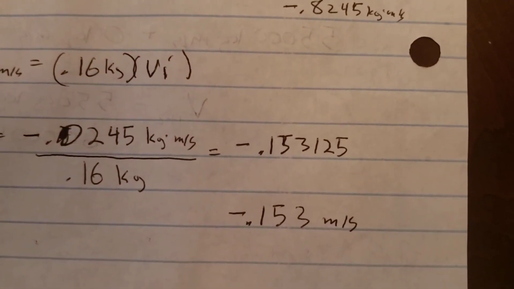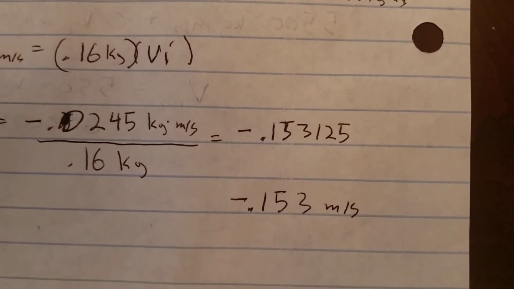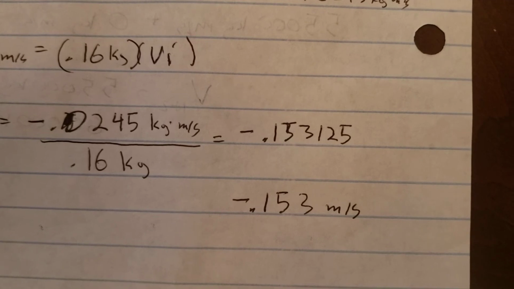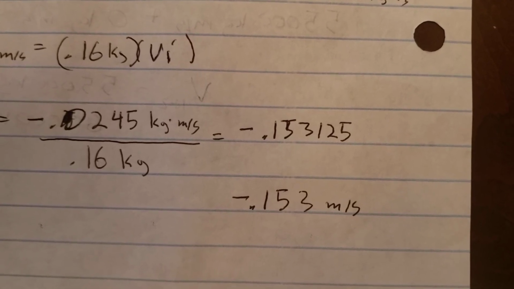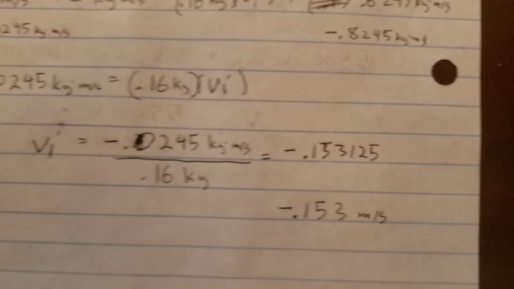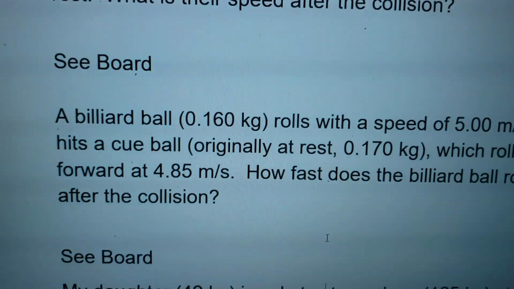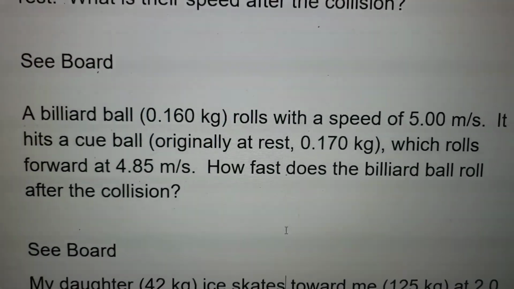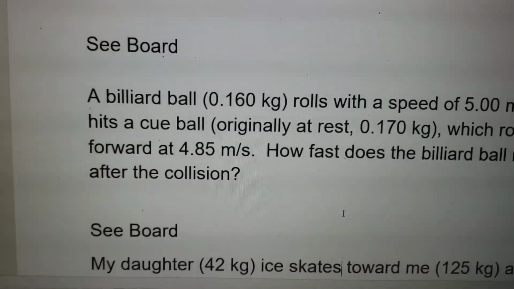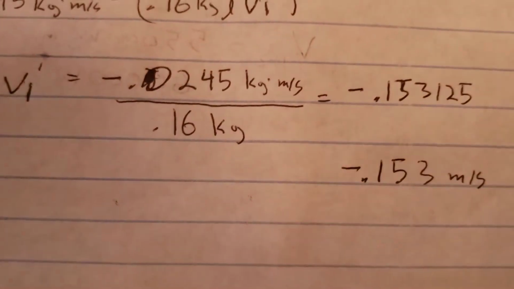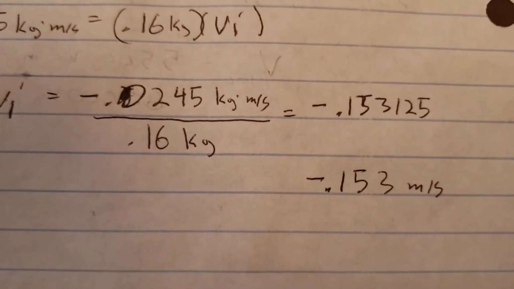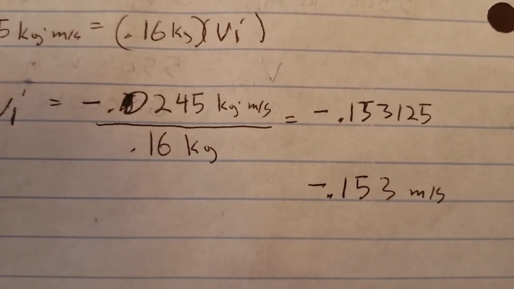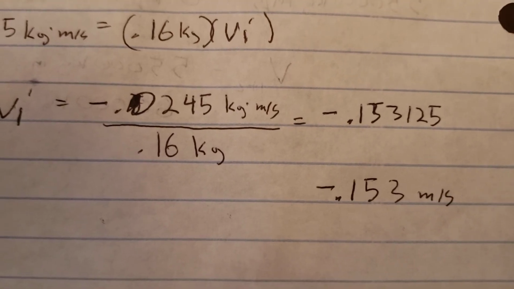This equals negative 0.153125. We had 3 sig figs originally at the beginning of our problem, as shown here once again: 0.160, 5.00, 0.170, and 4.85. Rounding for significant figures therefore gives us negative 0.153 meters per second.